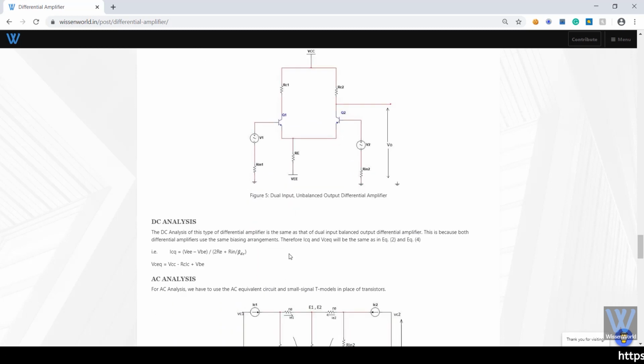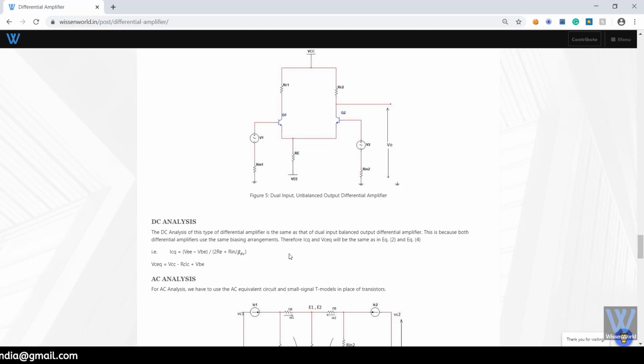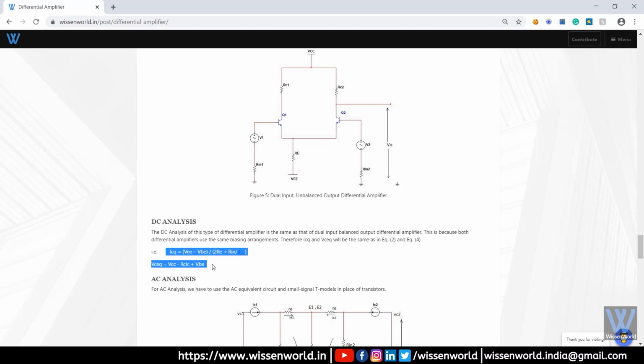Now let's come to the DC analysis of this circuit. Again, for DC analysis we will need a DC equivalent circuit, and by applying KVL on that circuit we can find the values of ICQ and VCEQ, that are the operating point current and voltage values. Since both these differential amplifiers use the same biasing arrangements, therefore their results will be the same. For this differential amplifier also, we will get the same results for ICQ and VCE.